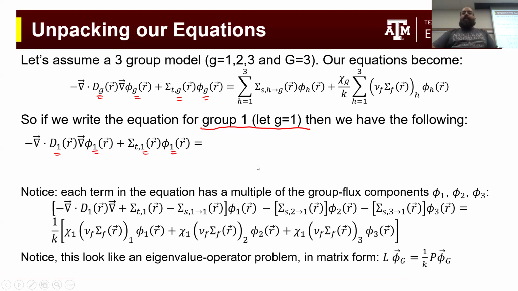And on the right side, I'm going to have to expand these sums. Technically, I've indexed these sums such that they go up to the total number of groups that I have. That's really the only change that I made from the last slide to this slide: I'm saying big G is three. I just have three groups. So if I were to expand this in-scattering sum, how many terms am I going to get when I expand that sum?